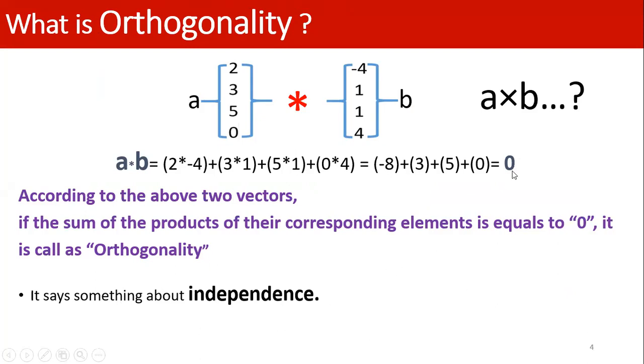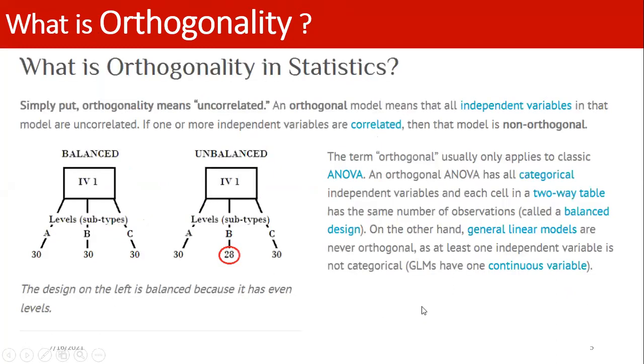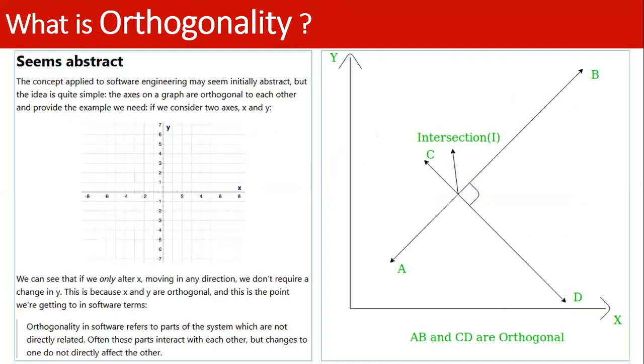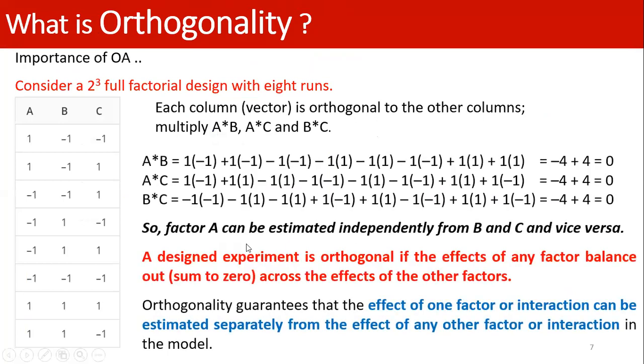If it is an orthogonal design, the sum of these factors should be zero. And we can estimate the main effect and interactions independently. That is the most important thing. And you can read if you need more details on these things. Here also, this is a very good example.